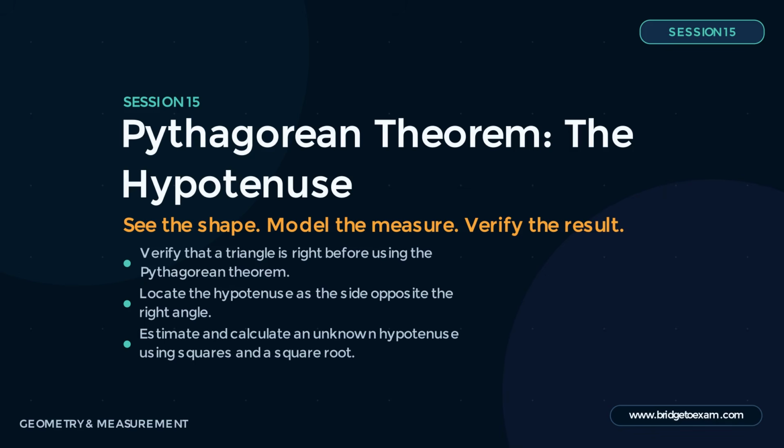Locate the hypotenuse as the side opposite the right angle. Estimate and calculate an unknown hypotenuse using squares and a square root. Keep the diagram, the calculation, and the unit connected at every step.